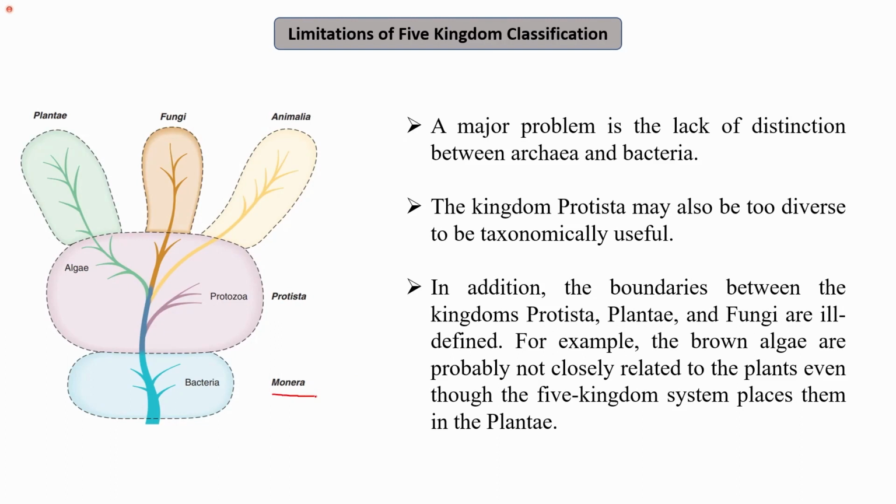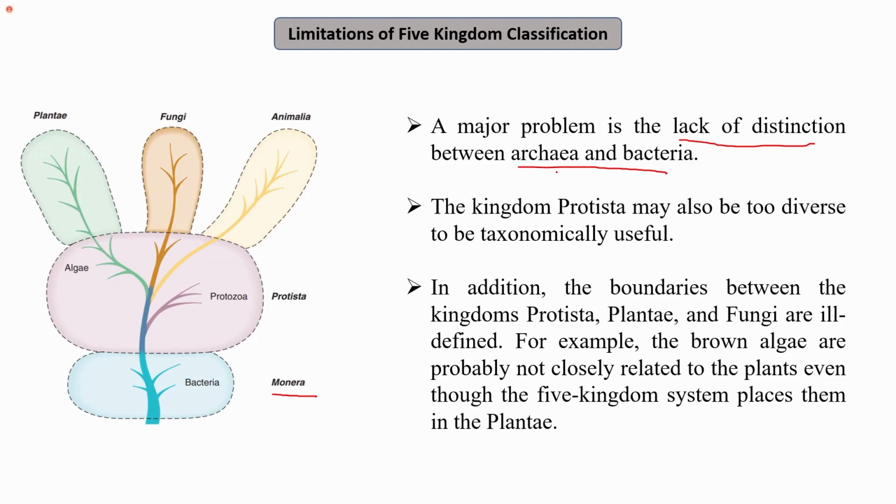So the monerans, according to the 5 kingdom classification, include both bacteria and archaebacteria. However, there are certain differences between the archaebacteria and bacteria in their cell wall composition, in their method of reproduction, etc. That we will understand in the later lectures. But the major problem with this 5 kingdom classification was that it lacks the distinction between the archaebacteria and bacteria. So this was one of the limitations.